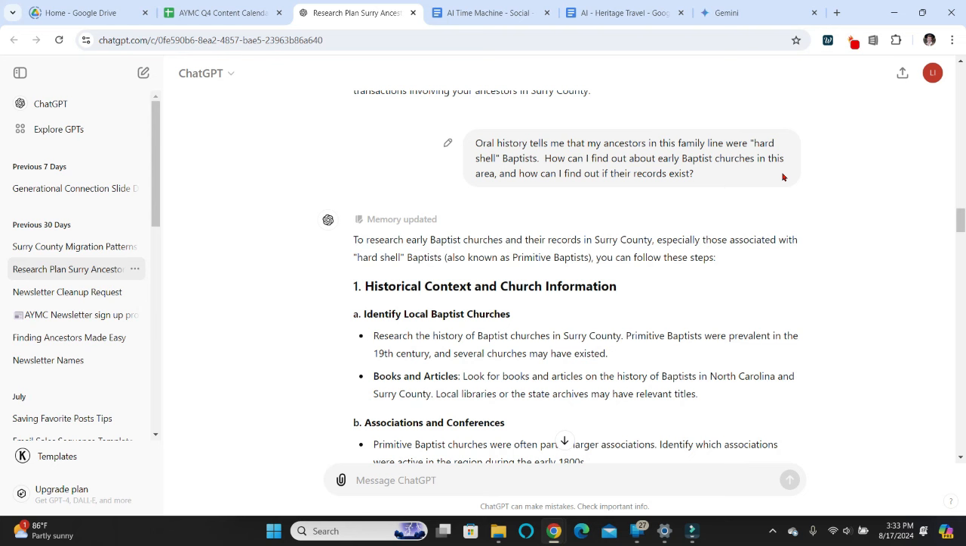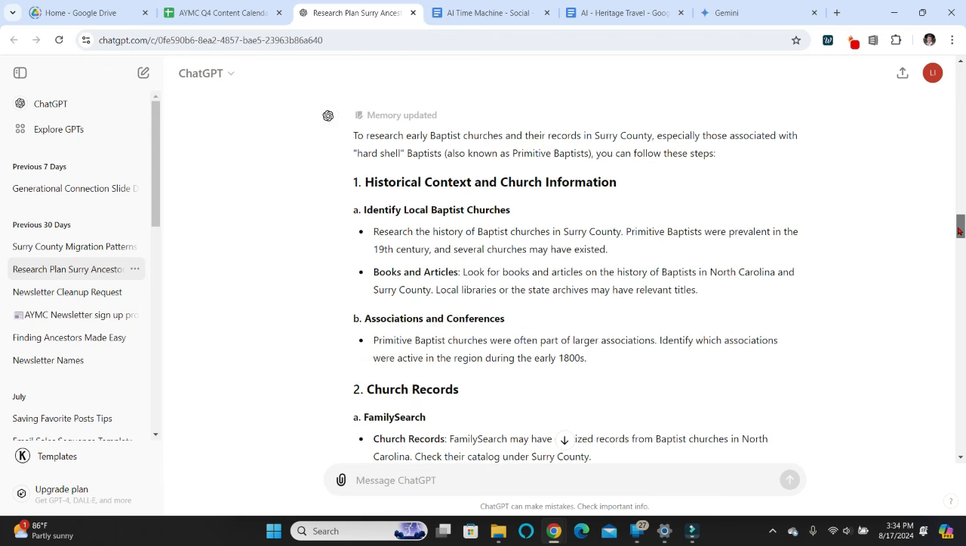How can I find out about early Baptist churches in this area, and how can I find out if their records exist? Now, church records, guys, are things that I knew I wanted to get into, but I didn't know how to research them. So this is great. Let's help you out here. Here's what you can find.